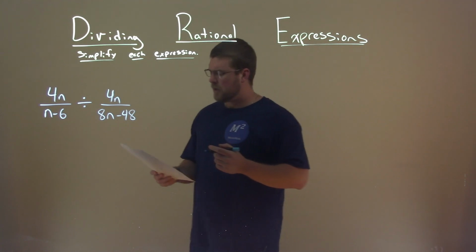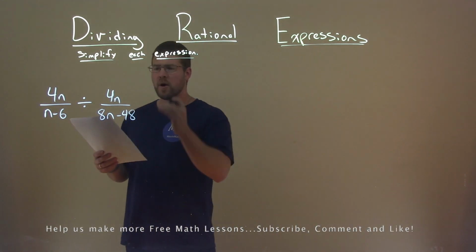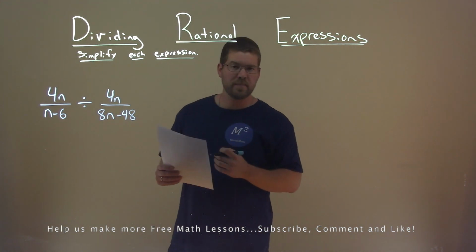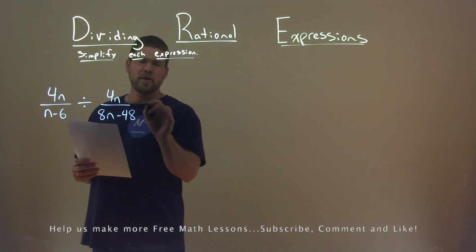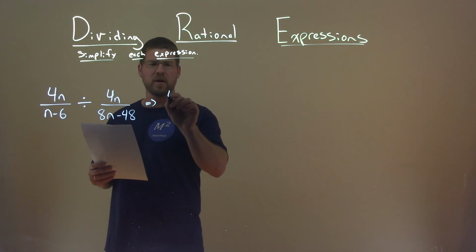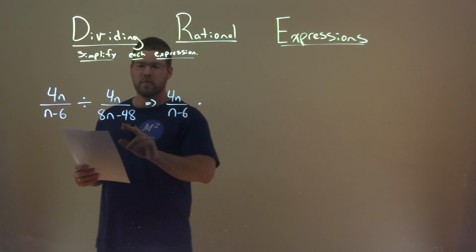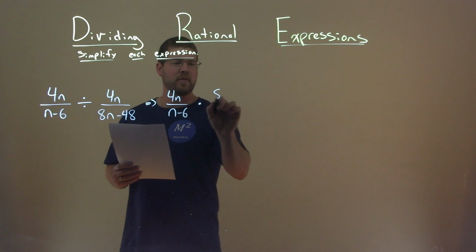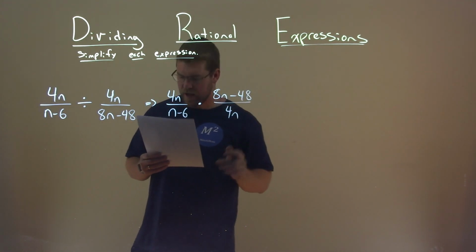We're given this problem right here. 4n divided by n minus 6 divided by 4n over 8n minus 48. And we need to simplify this expression. Well, a division problem like this is the same as multiplication if we adapt it. So let's rewrite this, 4n over n minus 6. And we're going to multiply the fraction, but we're going to flip this one. So we have 8n minus 48 over 4n.